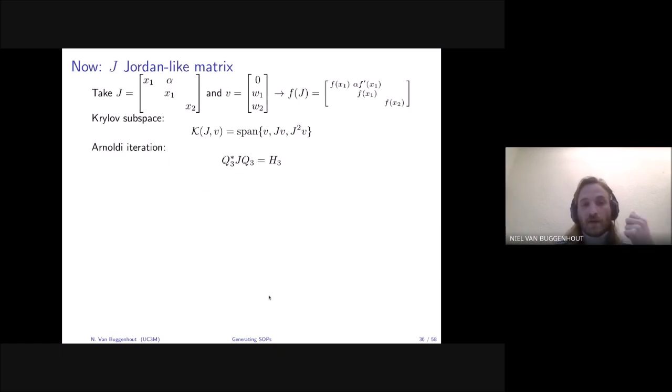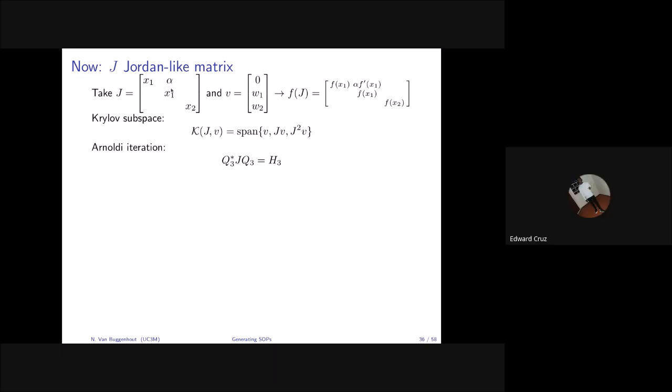Now, what we have to do is not use a diagonal matrix, but use a Jordan-like matrix. I'm just going to take an example, which we have right here. So here you have J, and here you have the repetition of the node x1. And then on the superdiagonal, we have this element alpha.